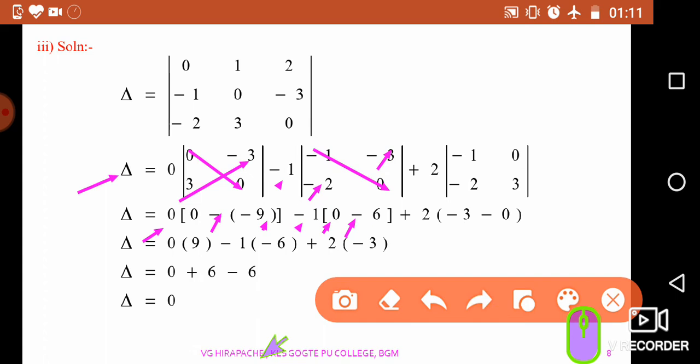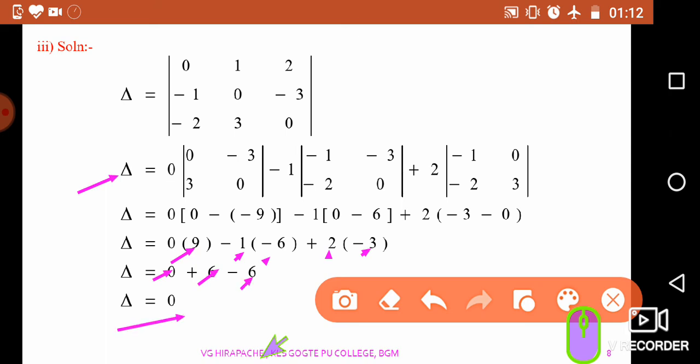Once I evaluate the second order determinants, we get 0 into plus 9, minus 1 into 0 minus 6 is minus 6, plus 2 into minus 3 minus 0 is minus 3. Therefore 0 plus 6 and minus 6. Totally the delta value will be equal to 0 plus 6 minus 6, which is equal to 0.